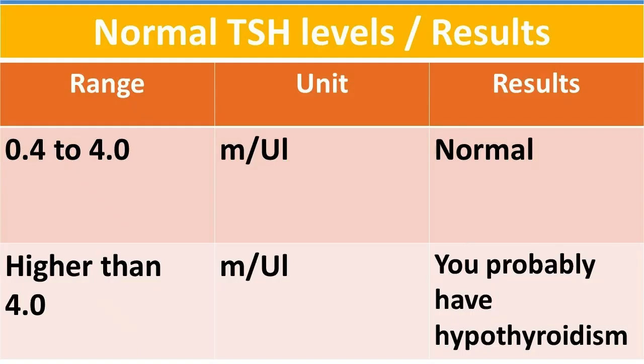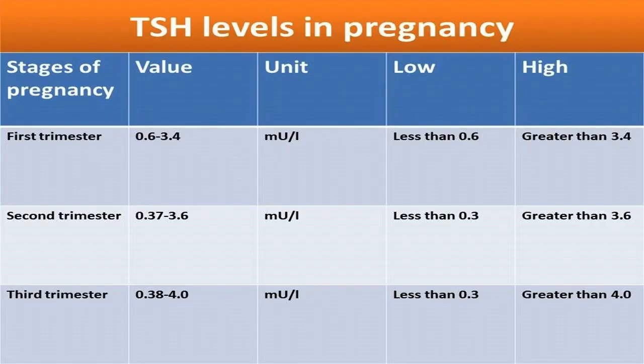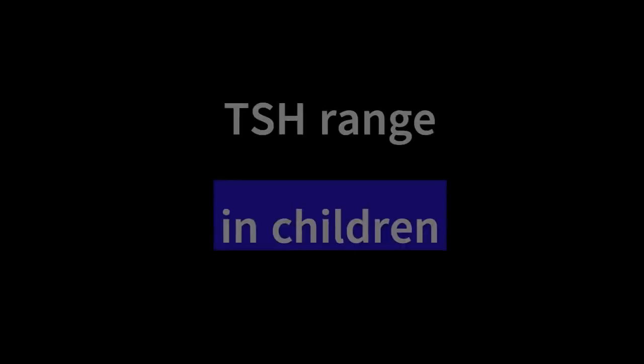TSH test range or levels. Range: 0.4 to 4.0 mU/L is normal. Higher than 4.0 mU/L means you probably have hypothyroidism. TSH range in pregnancy. TSH range in children.